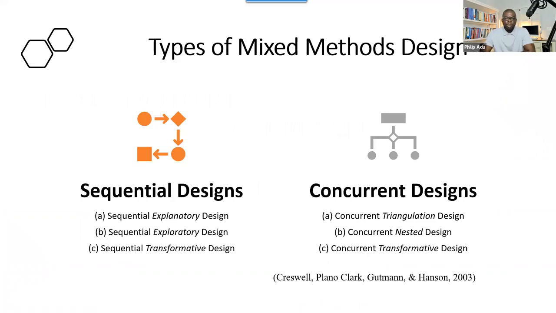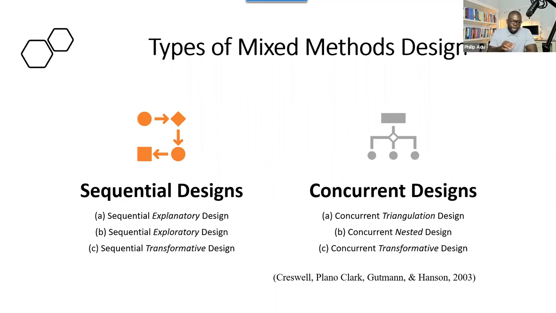Let's move on to talk about the types of mixed method design. So there are two main types. There are sequential design and concurrent design, right? The sequential design means that you are starting with one methodology and ending with the second methodology. Concurrent means that you are implementing the two methodologies at the same time or at the same period of time.